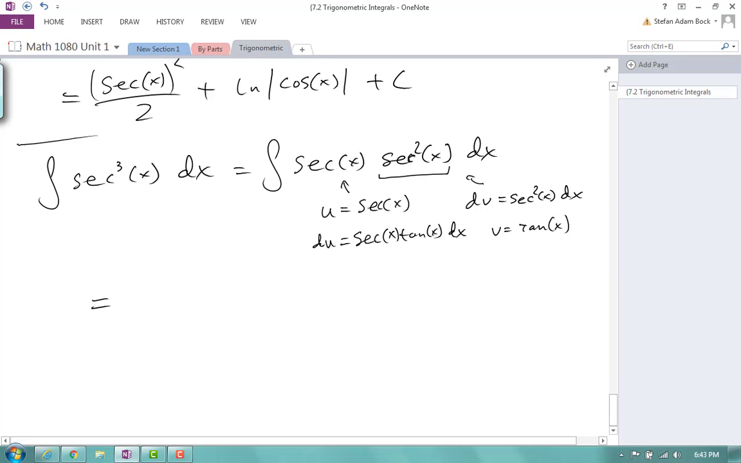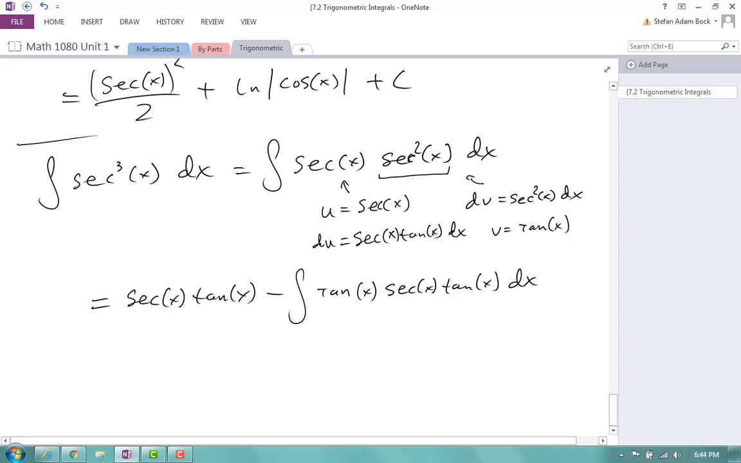So I have, from integration by parts, uv, secant of x tangent of x, minus the integral of v du, which is tangent of x times secant of x times tangent of x dx. Which looks great, right? Wonderful.